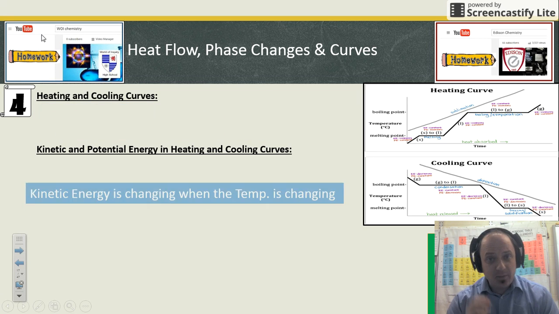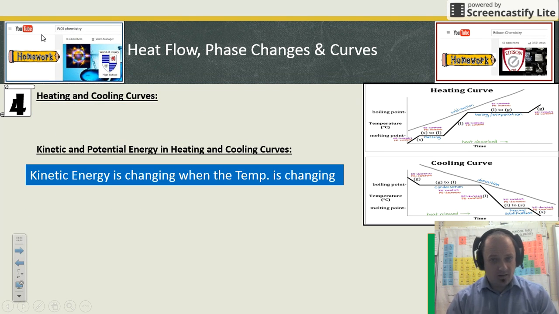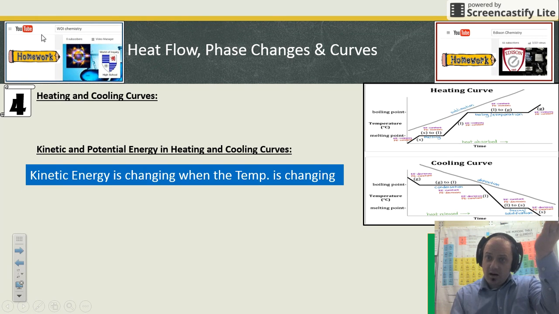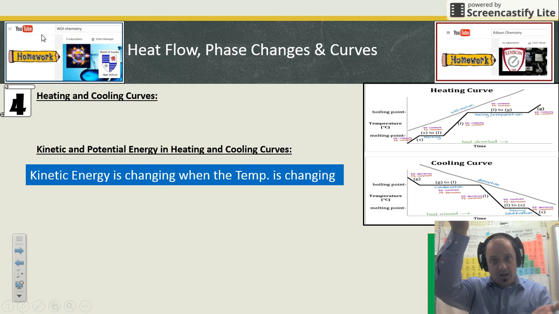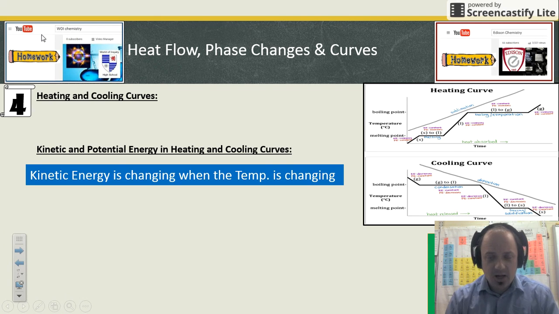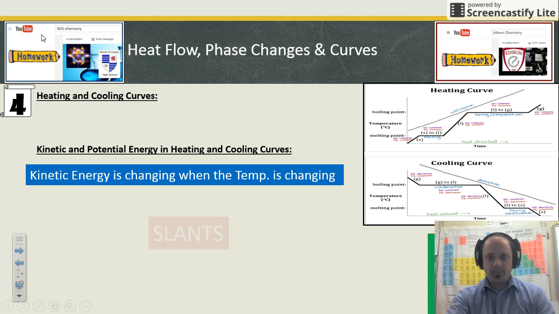Now, kinetic and potential energy are related to heating and cooling curves because I mentioned in the last video, when kinetic energy increases, potential decreases, and vice versa. When potential energy goes up, kinetic energy goes down. And potential energy in chemistry is the energy of position. So it's in the solid, liquid, and gas phases that we really pay attention to potential energy and how it's changing. In these graphs, when temperature is changing, kinetic energy is changing, because temperature and kinetic energy are very closely related. All right.